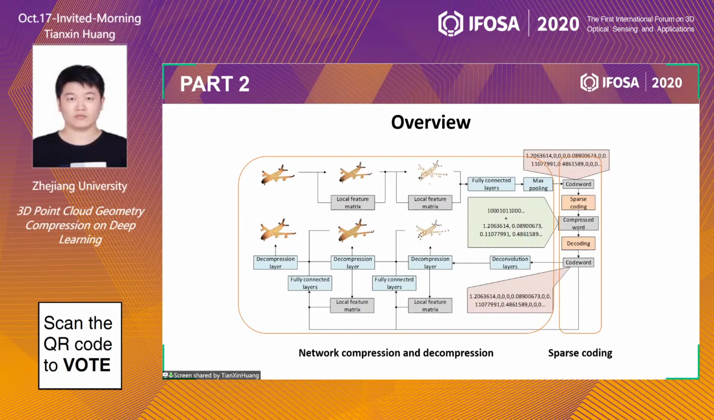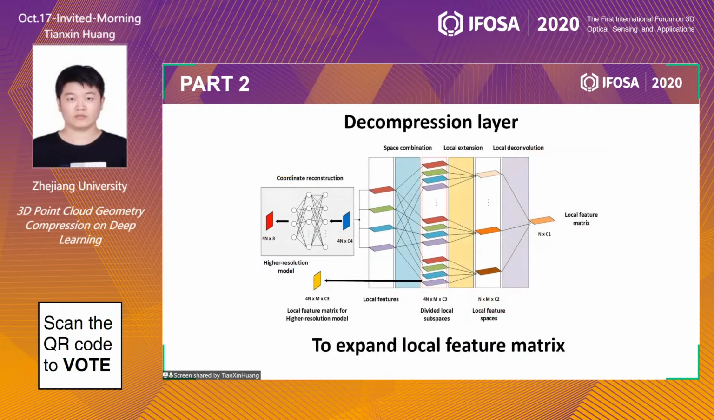There are 3 different resolution outputs in our decoder, and the final loss is the weighted sum of losses for the 3 outputs. So we can see that our decompression layer is the key architecture of our decoder, and it is used to expand the raw local feature matrix to 4 times larger. It consists of 2 deconvolution layers in different dimensions and 1 convolution layer in another dimension.